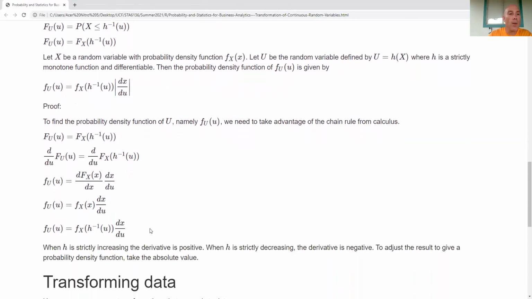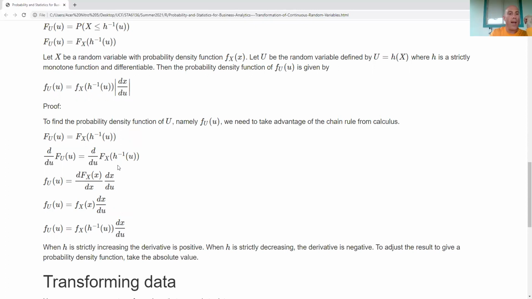Okay, so how do we prove this? Well, I start with the result we have for the CDFs. Now I take the derivative of both sides with respect to u, and on the left I have the probability distribution function of u. So the left-hand side I'm done with. Now the right-hand side, I look at this and I go, wow, I've got an x and a u going on. That kind of reminds me of chain rule. So I'm going to go ahead and use chain rule.